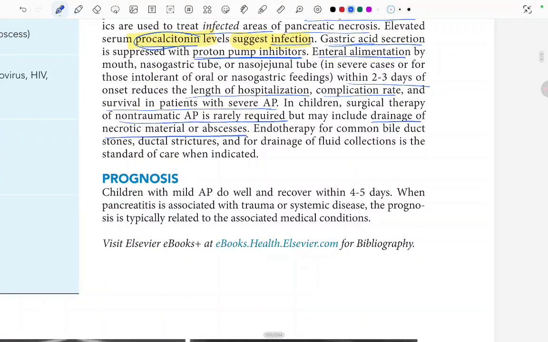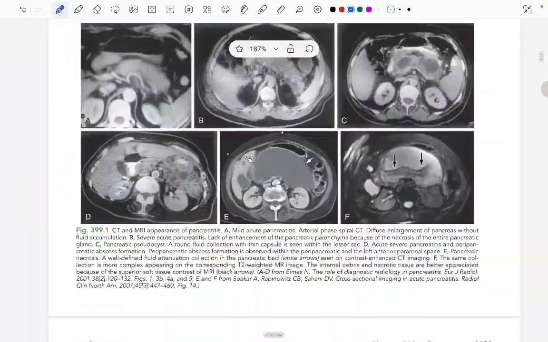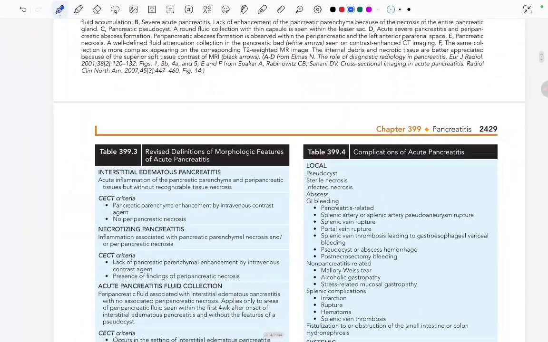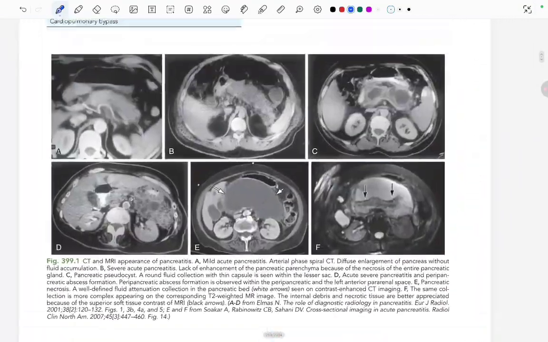Now coming to the prognosis, children with mild AP do well and recover within 4 to 5 days. If there is mild AP, then the children recover within 4 to 5 days. When the pancreatitis is associated with trauma or systemic disease, the prognosis is typically related to the associated medical condition. Fine. Now moving ahead, let's keep this video this long only.